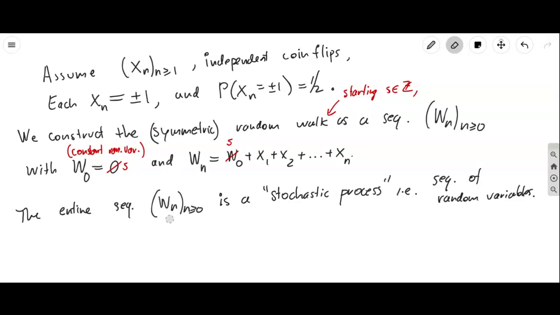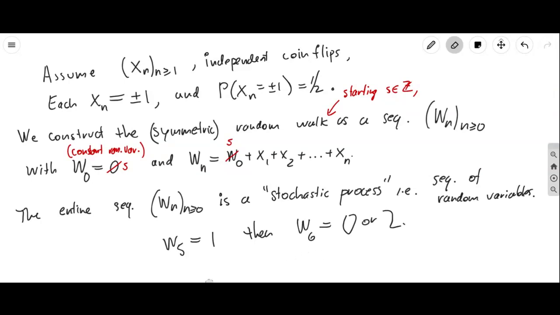Whereas in this sequence, what happens at a certain moment in time will influence what happens at the next moment in time. So for example, if I know that W5 is equal to 6, then W6 will either be 5 or 7. That's the only thing. If I, however, knew that W5 was equal to 1, then I might not know what W6 is, but at least I know it will have to be either 0 or 2.